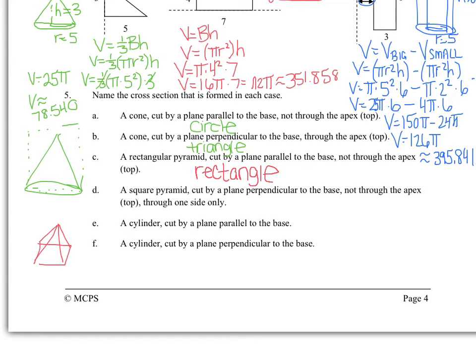Then we have a square pyramid cut by a plane perpendicular to the base, not through the apex. And it's through one side only. So if I cut through this, and I'm not going through the apex, what I can see is that I'm making a shape that looks like this. So what we're going to have is a trapezoid.